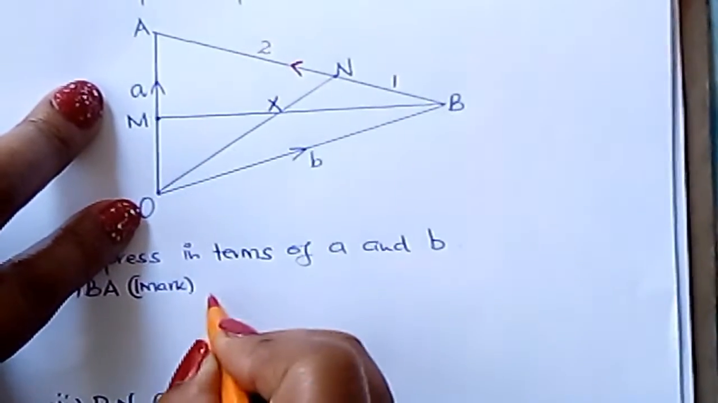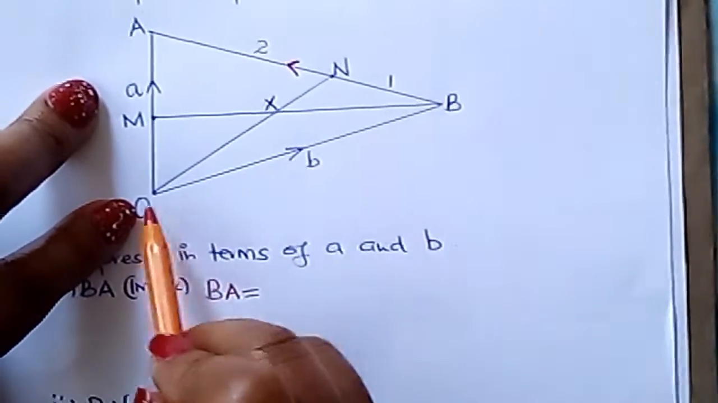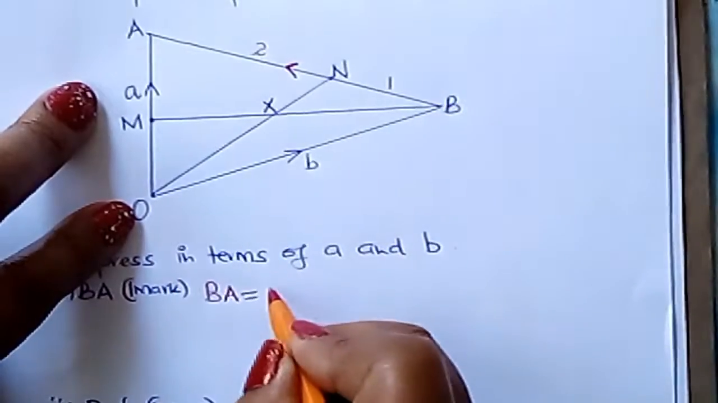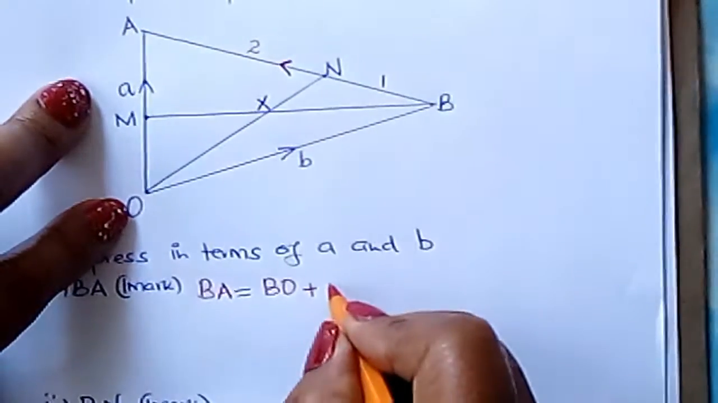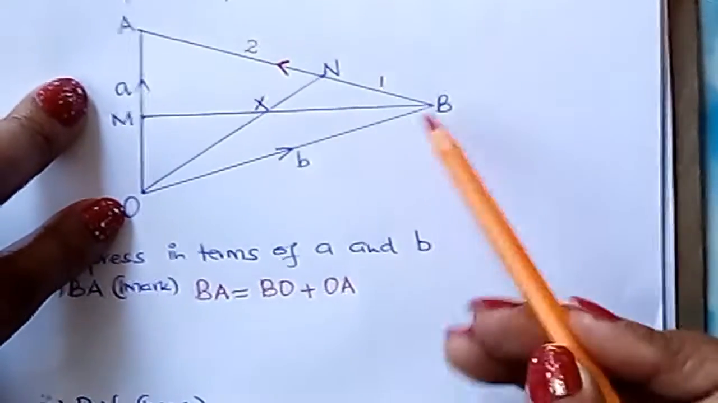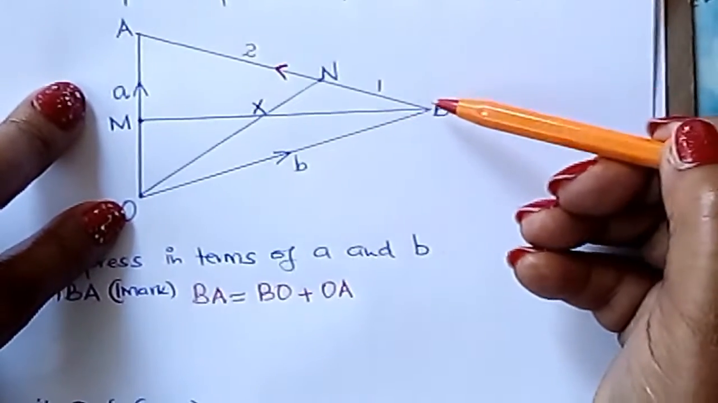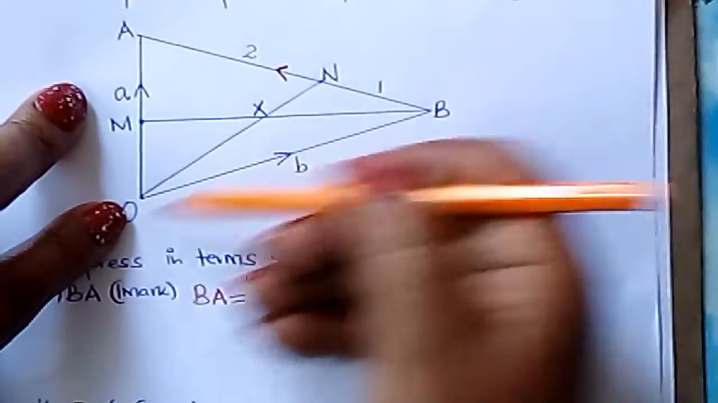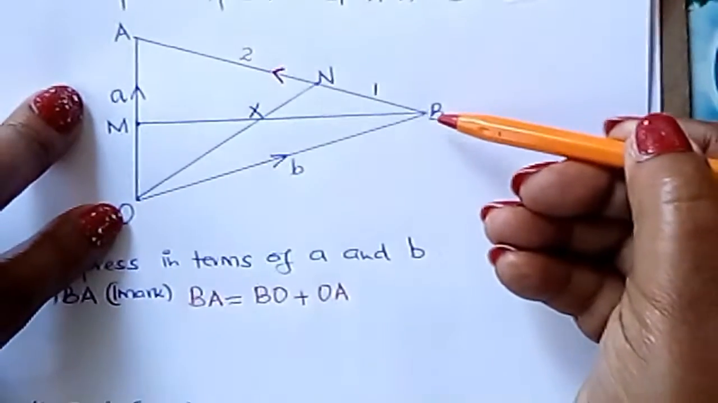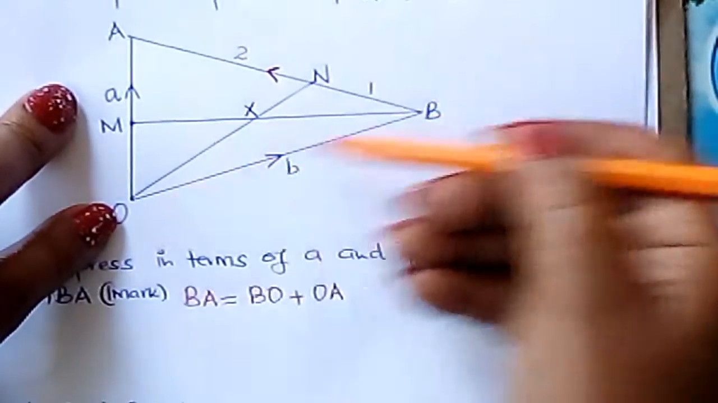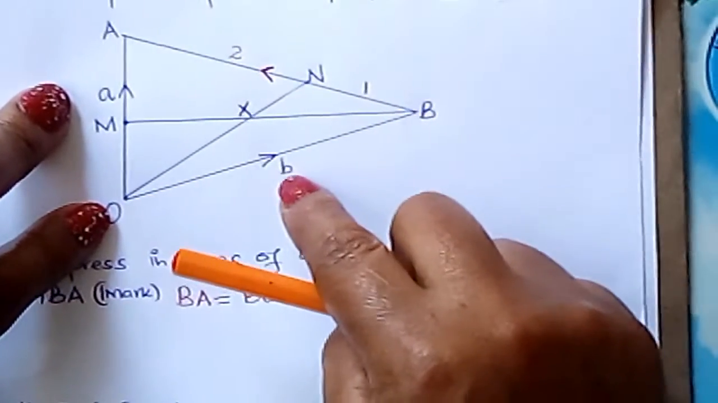So you come and write that, learner. Vector BA is equal to BO plus OA. We go back to our diagram. BO is the same as minus OB. If you go like this, you are going against this arrow here, and therefore it is the same as minus OB, which is the same as minus b. So in short, you just say BO is the same as minus small b.